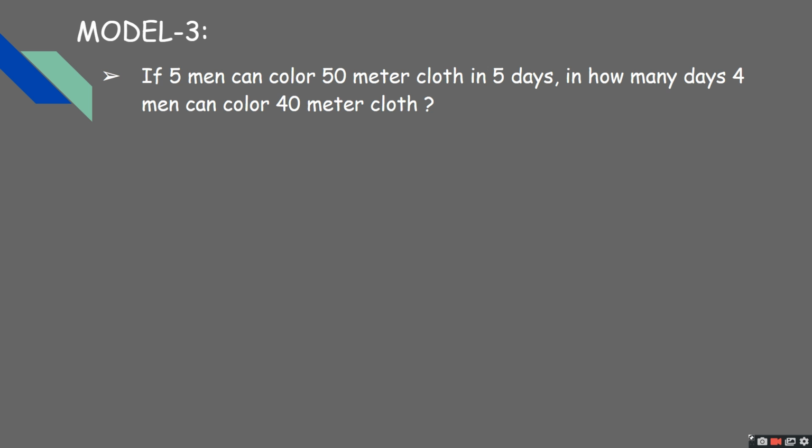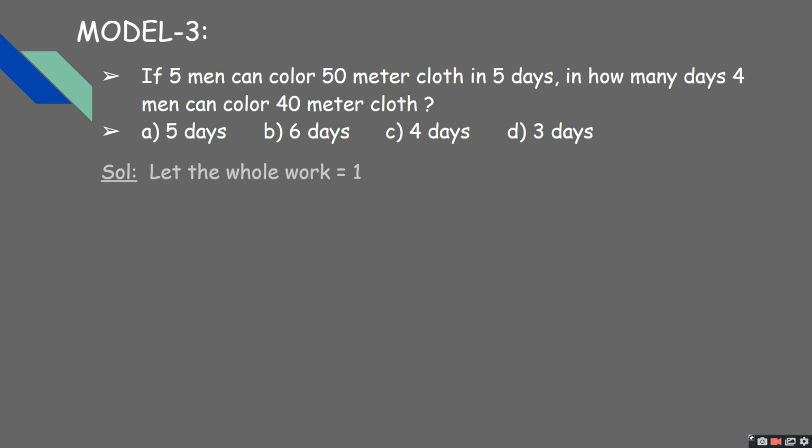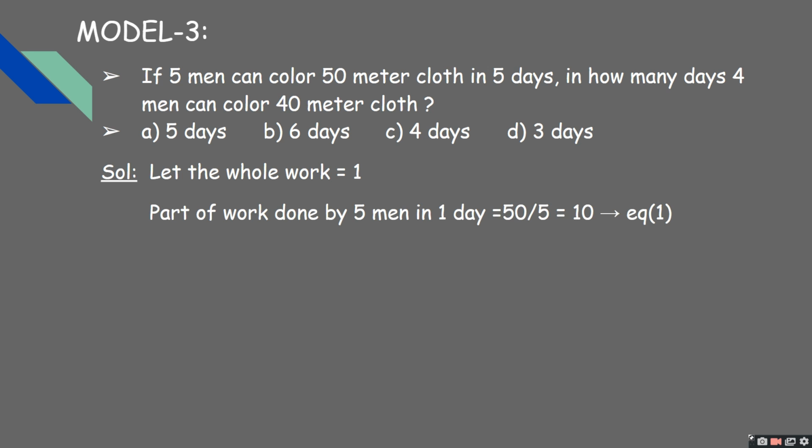Next, coming to the next question, the question is: if 5 men can color 50-meter cloth in 5 days, in how many days can 4 men color 40-meter cloth? The first step is to assume all work as 1. The part of the work done by 5 men in 1 day is 50 by 5. 1 day work done is 1 by number of days. When we don't know the quantity of work, we use 1 by number of days.